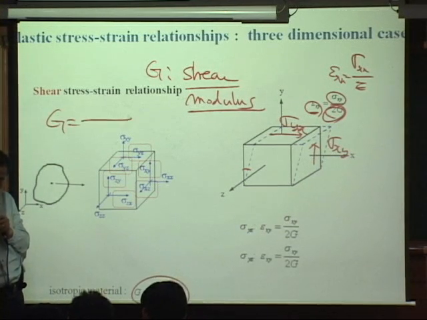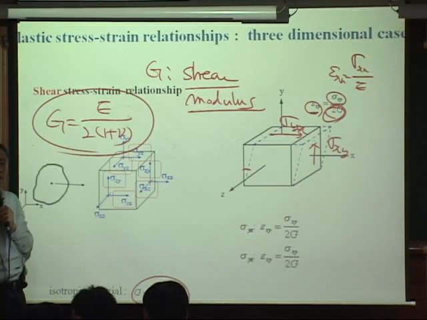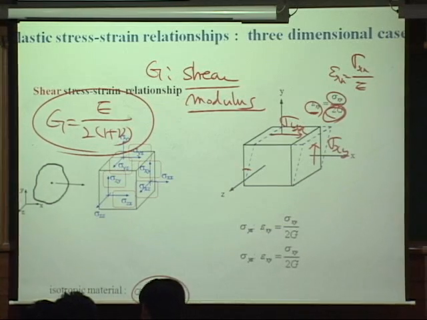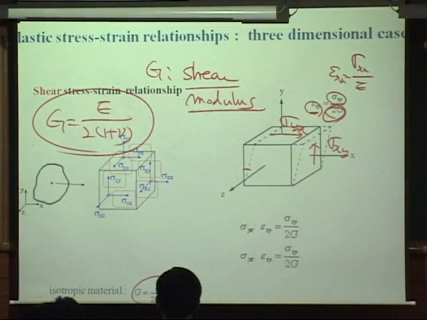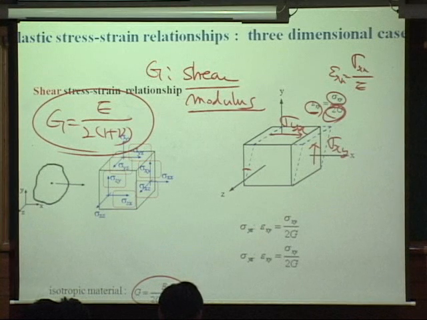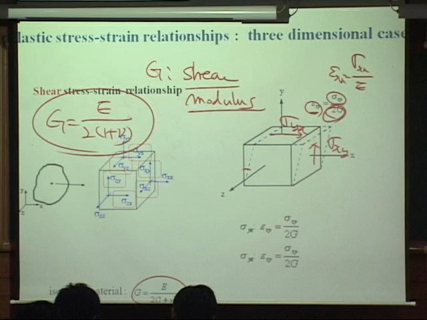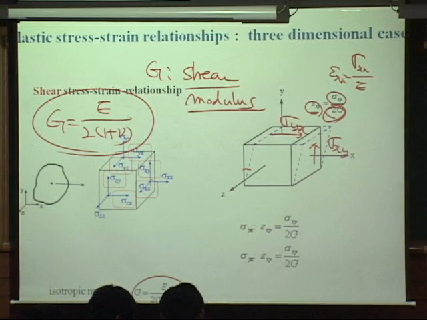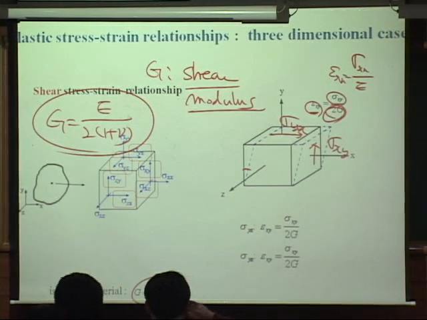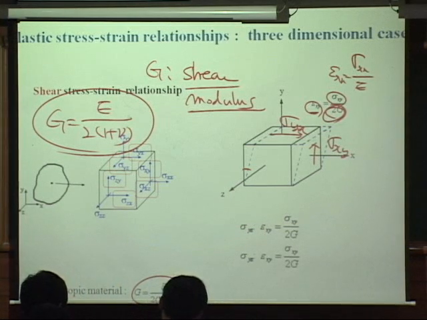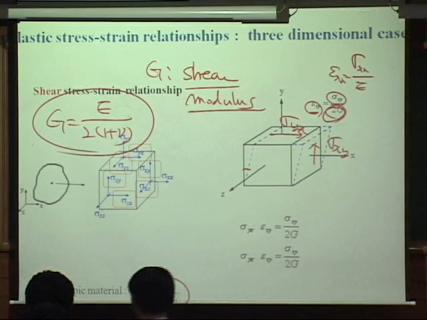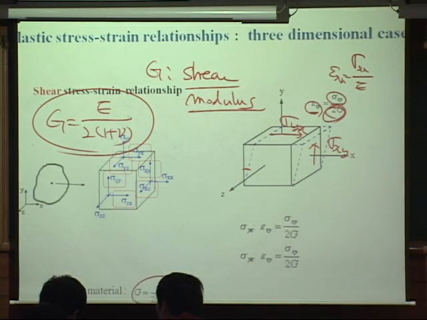And for G, we have a relation to E: E divided by 2 times (1 plus mu). Very important relation, and we can always derive these relations. And this means that once we have the Young's modulus and Poisson's ratio, the shear modulus G can always be calculated. And you need to understand these relations.